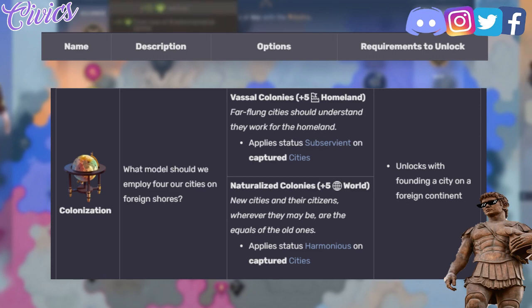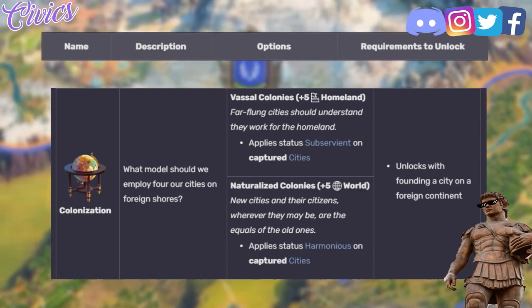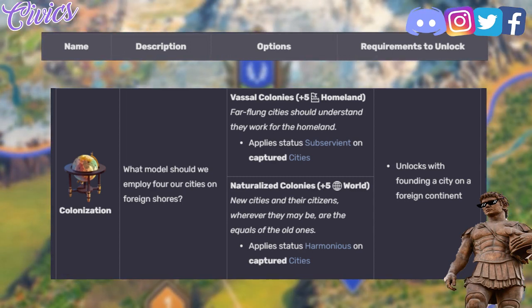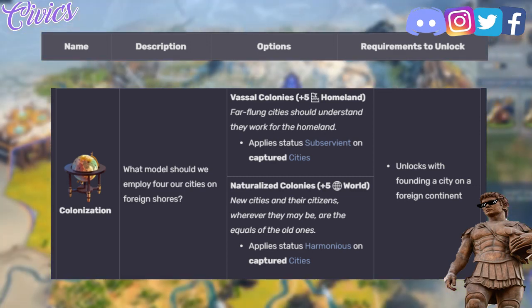Option B, naturalized colonies, plus 5 world. New cities and their citizens, wherever they may be, are the equals of the old ones. Apply status harmonious on captured cities. Unlocks with founding a city on a foreign continent.